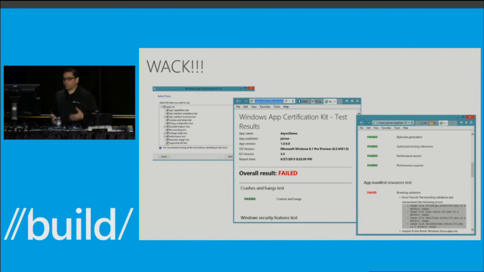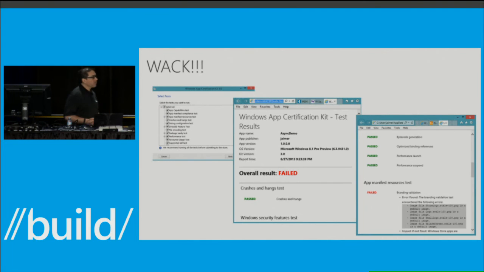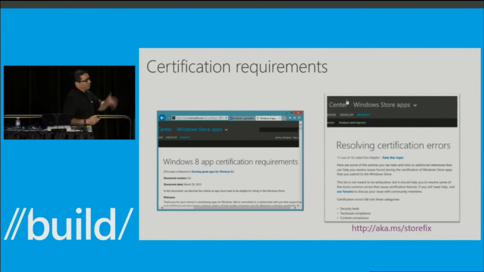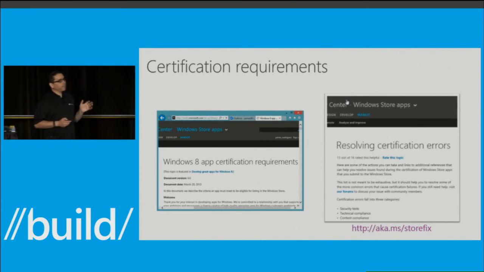Once you submit, or before you submit, the next thing that you do once you're passing WACK is go back and check out our certification requirements. This is what Apple calls the guidelines. And what we do here is we try to be very, very transparent. Our guidelines are posted publicly, so you don't have to be a registered developer to go read them. You can see everything that we want you to comply with.